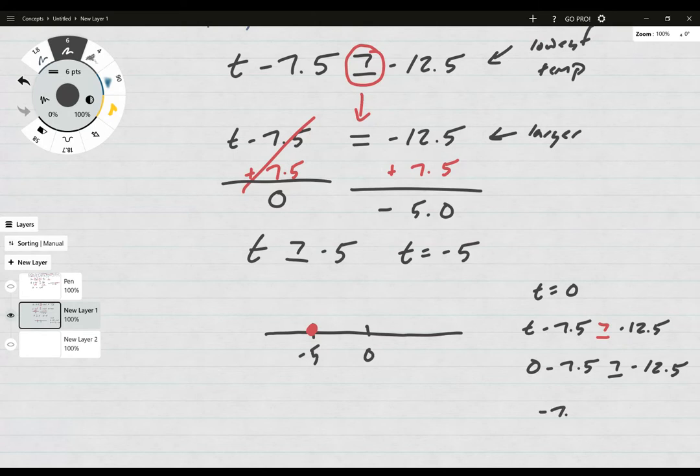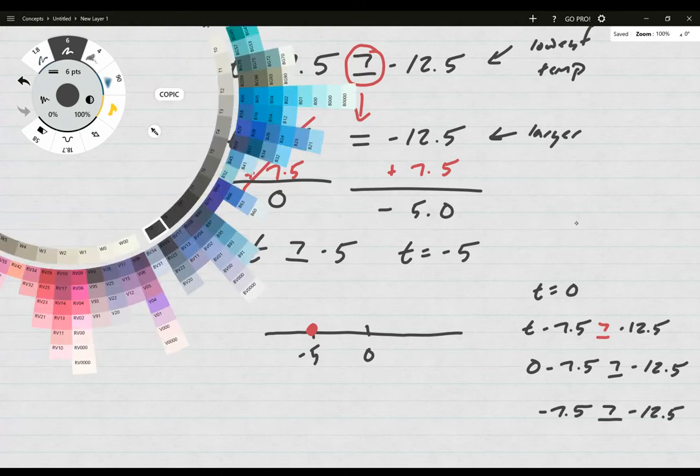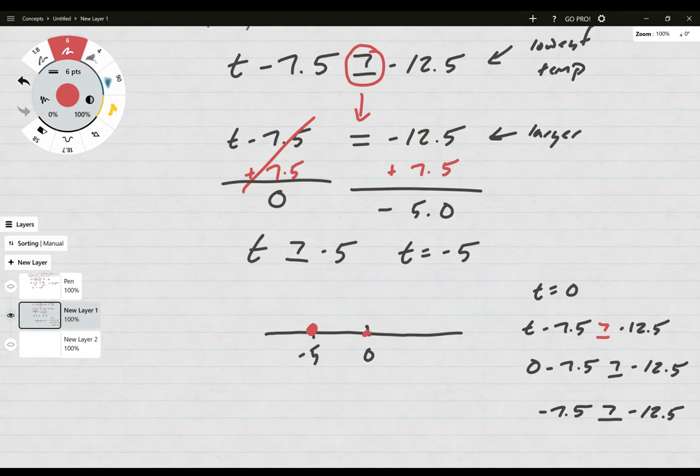So -7.5 is greater than or equal to -12.5. So 0 is a solution. So we end up going this direction. All right, so that's an easy way to check to see if there's another point. Once you figure out what your variable was, you can use that inequality to test any point and substitute it in to see if it makes it true or not.